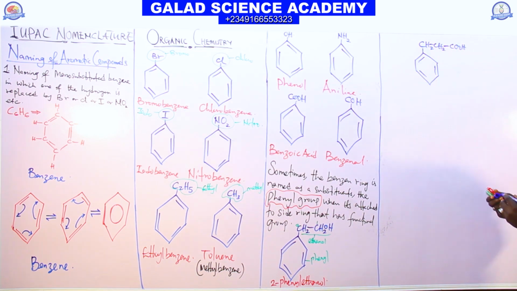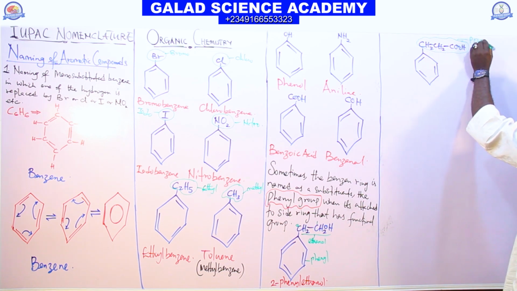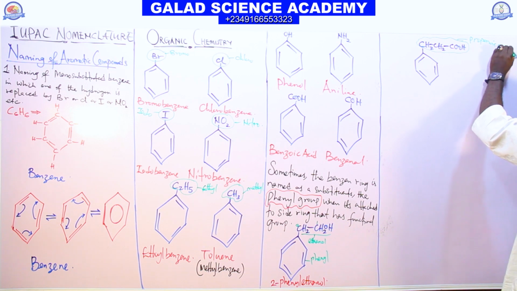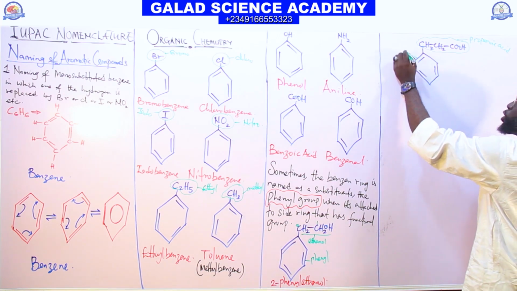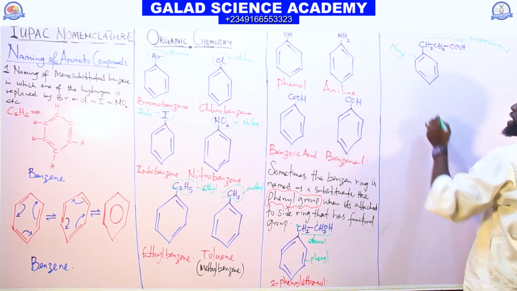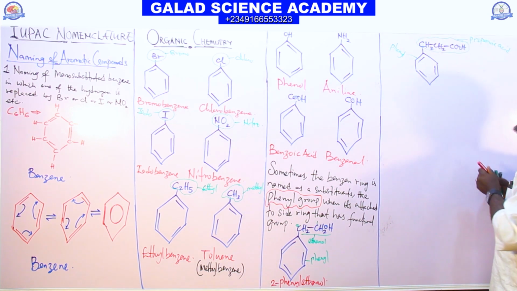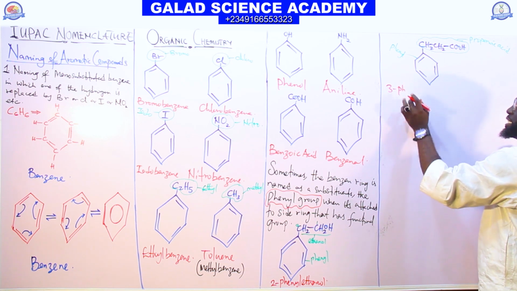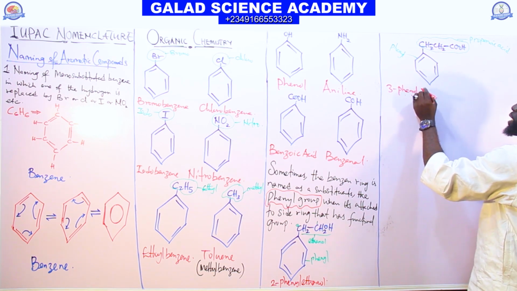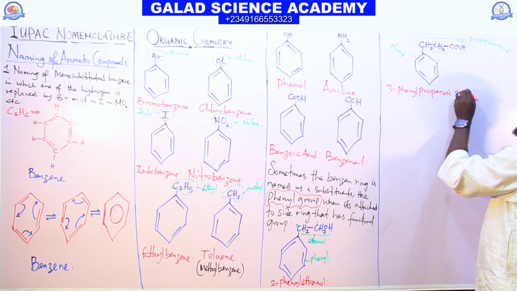What is the side chain first? The side chain here is an alkanoic acid. It's a side chain with a functional group. So this benzene, we call it phenyl, attached to the aromatic carbon 1, 2, 3. So the name of this compound now will be 3-phenylpropanoic acid.